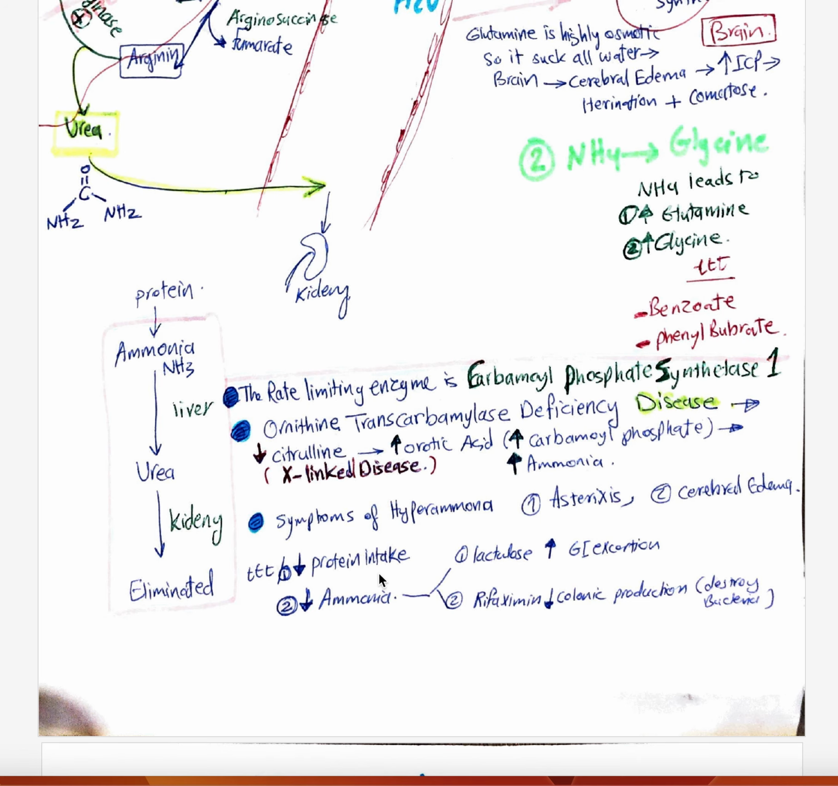The first one is to decrease the protein intake. That means we decrease the load on the urea cycle and the urea formation. We also decrease the ammonia formation by two things: lactulose, and increasing the GIT excretion. The lactulose increases the excretion of ammonia, trapping the ammonia and getting rid of it through the stool. And we have rifaximin, which decreases the colonic production by destroying the bacteria.